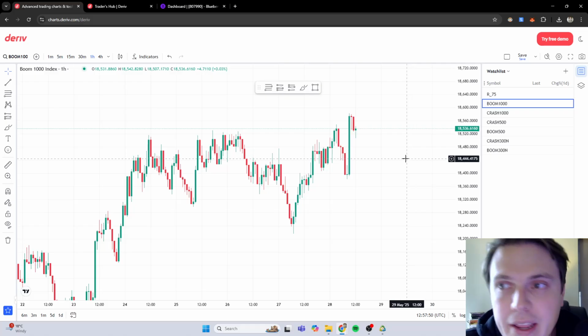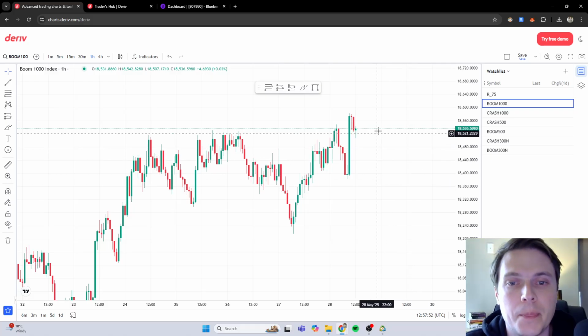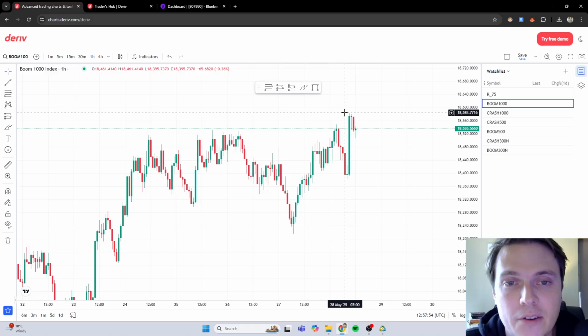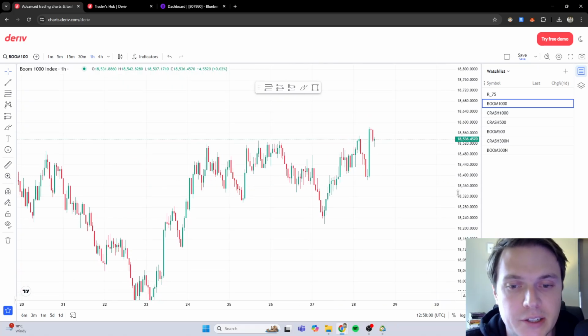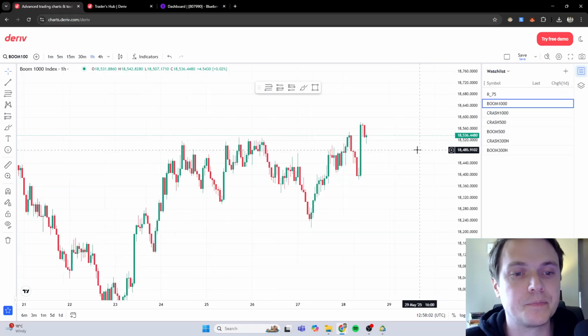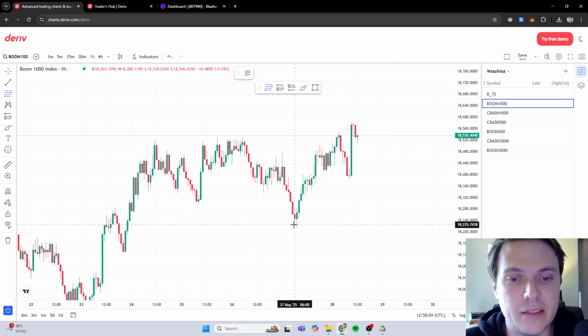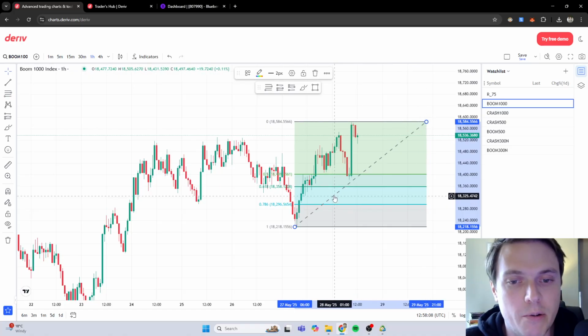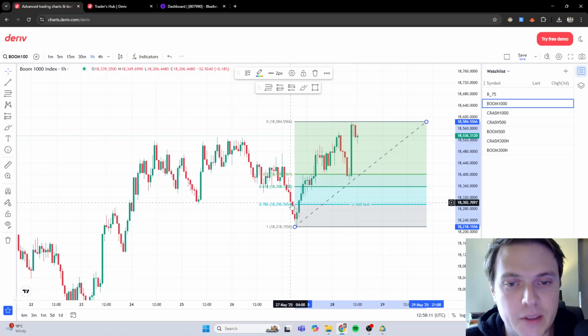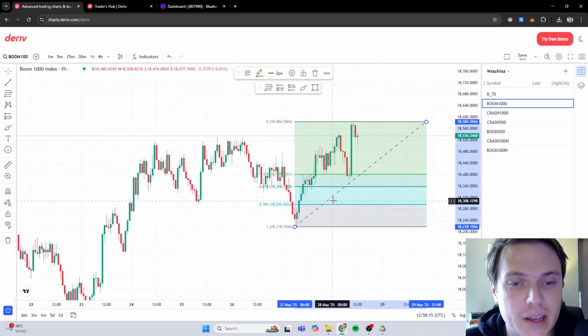Okay, so we are currently here on Boom 1000. On Boom, we're only looking for buys. I don't really like taking sells on Boom. So we're currently in a bullish move. As you can see, we are quite bullish. If I look at taking the Fibonacci tool from the top to the bottom of this move, we will see that around the 50 to the 78 area, there aren't really any order blocks that we're going to look at.